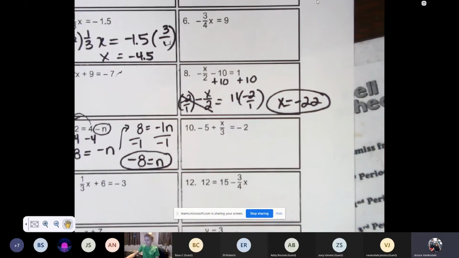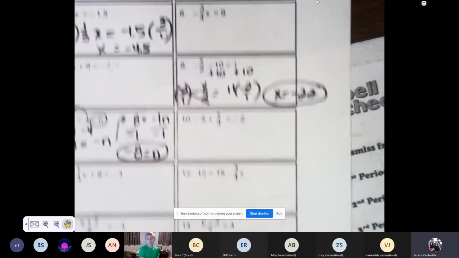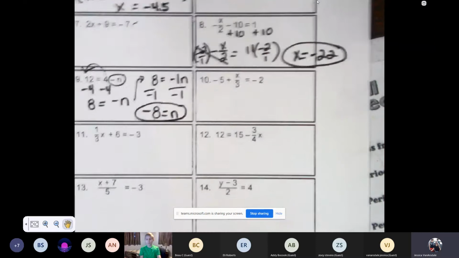I'm going to pause here. If you want to unmute and say, what the heck, now's the time. Okay, I'll keep going. Let me pick another hard one.